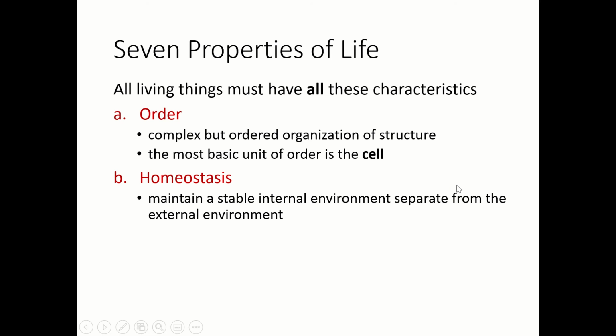Next up is something we call homeostasis, which means steady state. And that means that all living things are able to maintain an internal environment that is separate and different from the external environment. Now, the most simple way to think of this is body temperature. Your body temperature is usually warmer than it is outside, but definitely different from whatever it is outside. That is homeostasis in the human body.